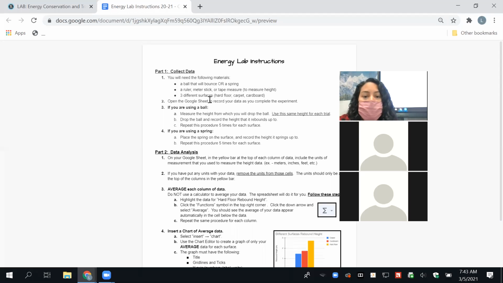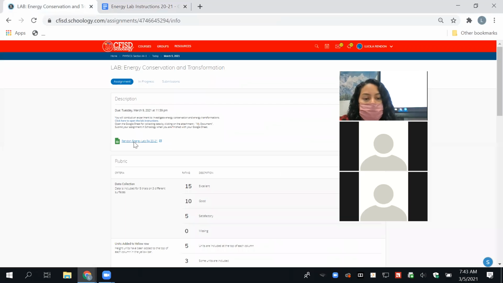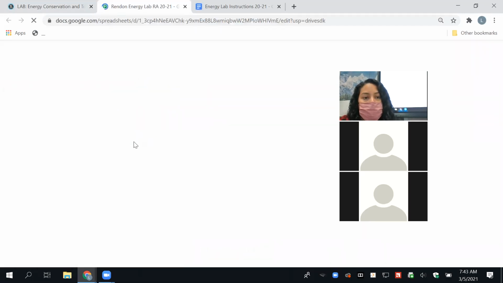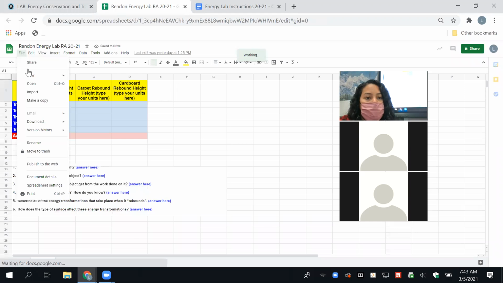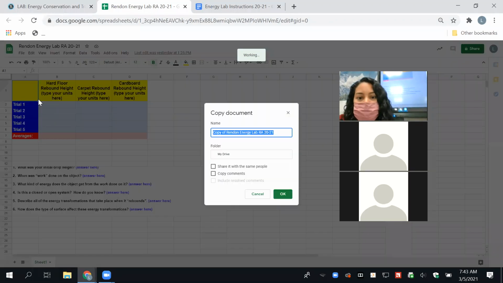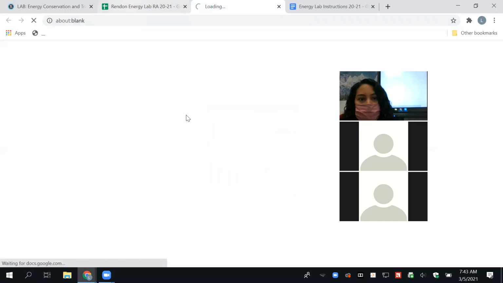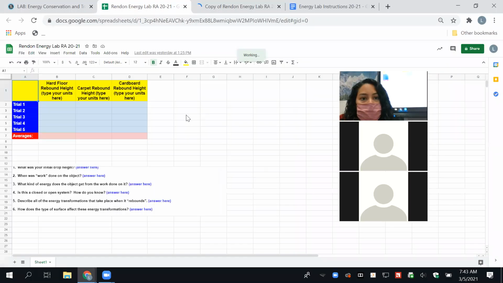And then you're going to record your data in this Google Sheet that's right here. I'm going to make a quick copy of this, because whenever I type in this master copy, it types in everybody's. And then I'm going to pull this out.